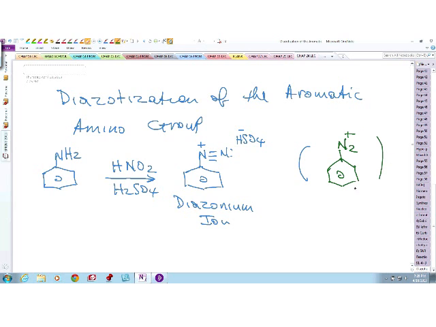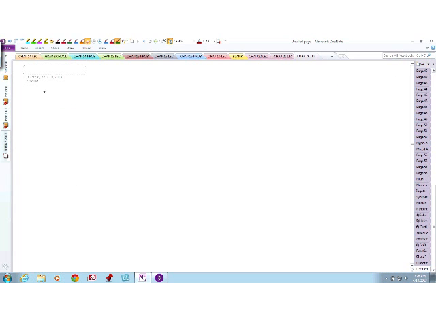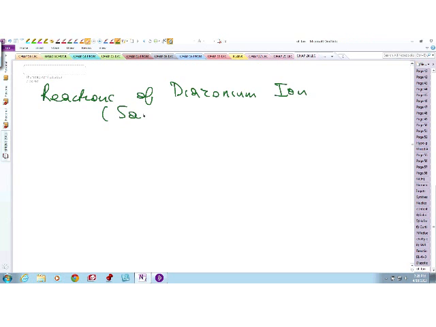Okay, just do that. That's diazonium ion. Okay. Now let us take a look at the reactions of the diazonium ion. Now this series of reactions, we call them the Sandmeyer reactions.